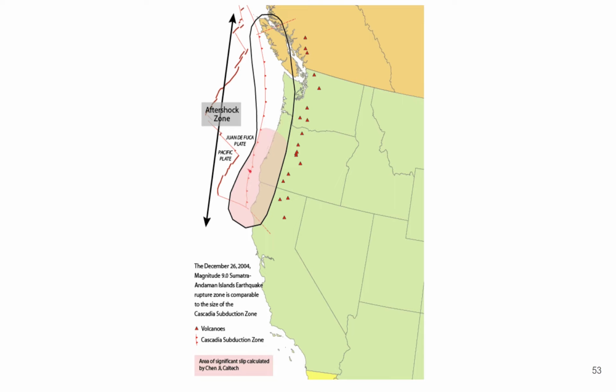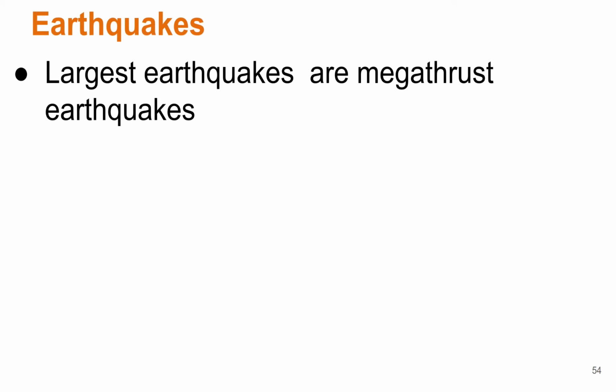And then as the plate sinks and melts, eventually when it melts, it bubbles back up, forming the Cascadian Mountains, all the way down to Lassen and Shasta and the Medicine Lake volcano, Mount Baker, Mount Hood, Mount Rainier, Mount St. Helens. All of those are part of the Cascadian chain caused by the subduction of the Juan de Fuca plate.